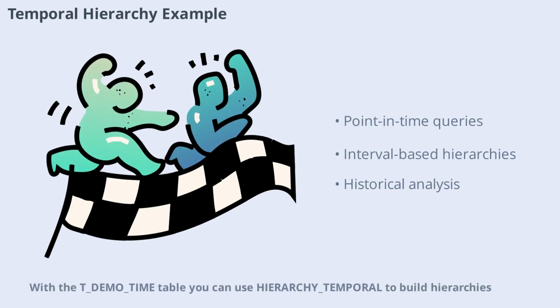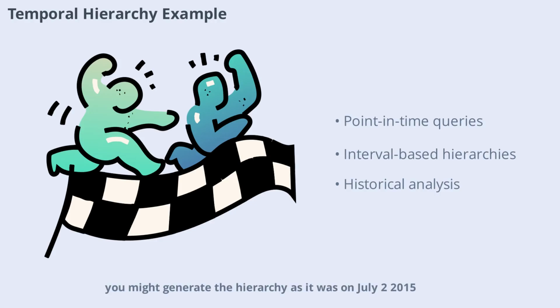Using the T-demo timetable, you can use HIERARCHY_TEMPORAL to build hierarchies for specific intervals or single points in time. For example, you might generate the hierarchy as it was on July 2, 2015, or for the period from 2011 to 2013. This allows for powerful historical analysis and auditing of changes in your data structures.